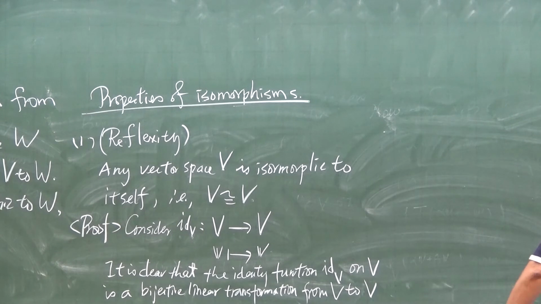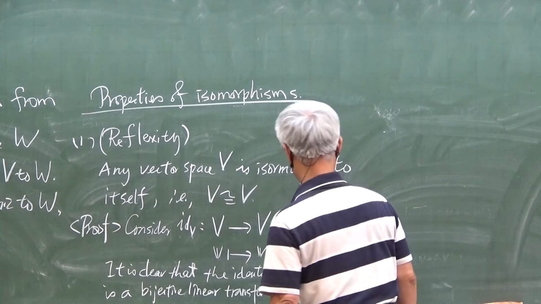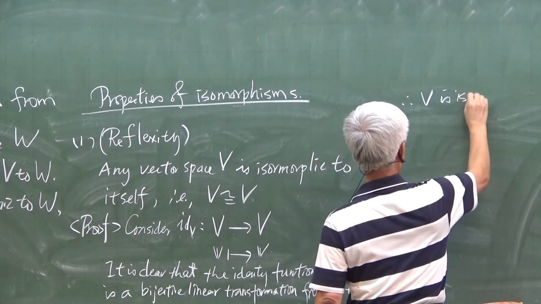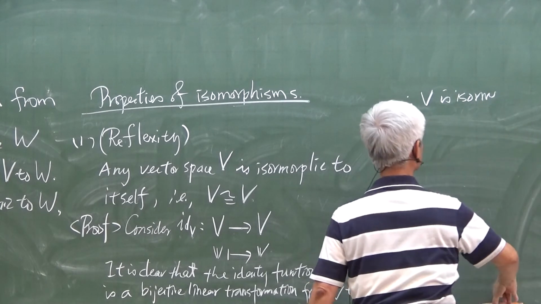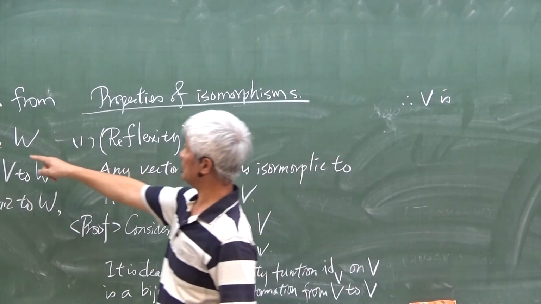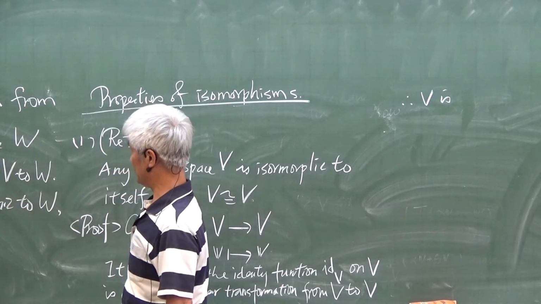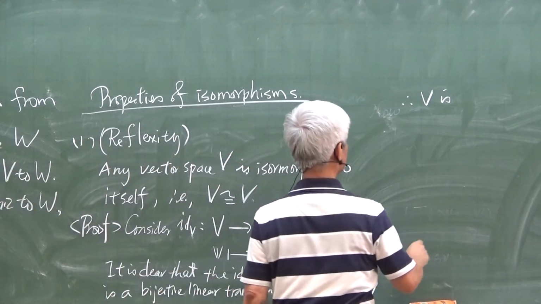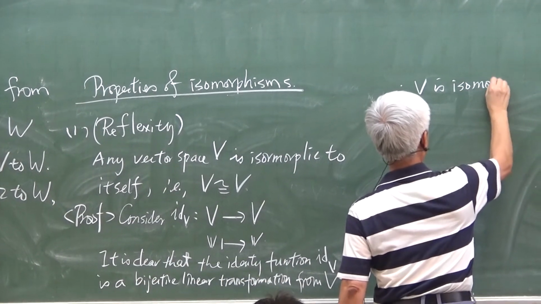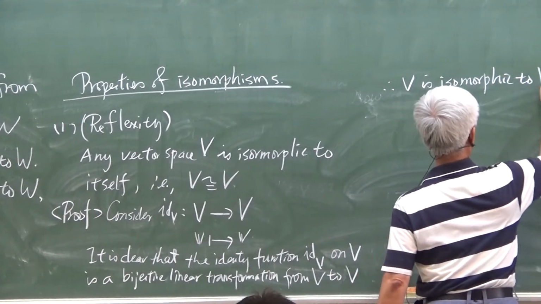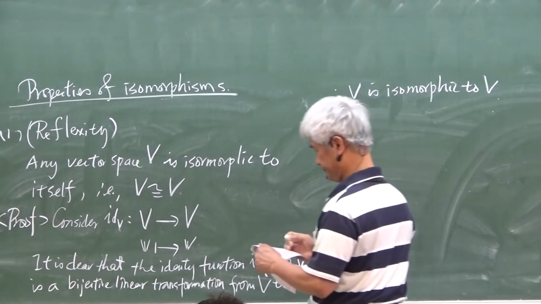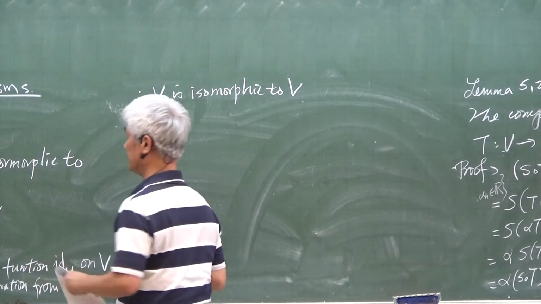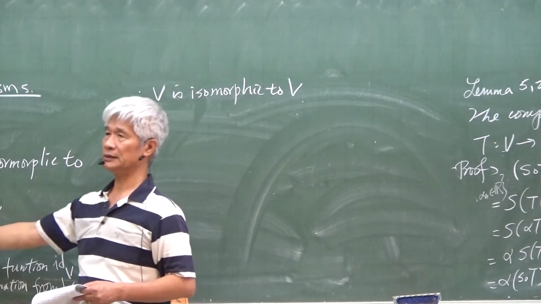so with that, V is isomorphic to V. Because by our definition, if we have a bijective linear transformation from V to W, then we say that V is isomorphic to W. Okay? So V is isomorphic to V. Right. So the reflexivity can be established by using the identity function.